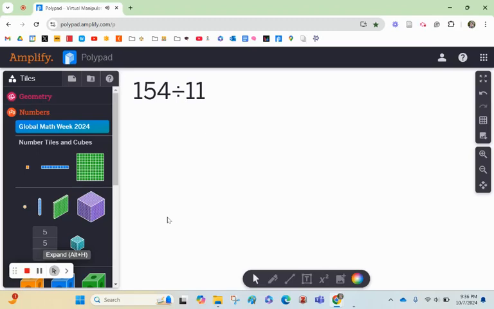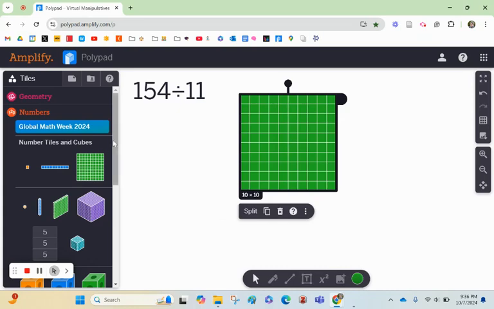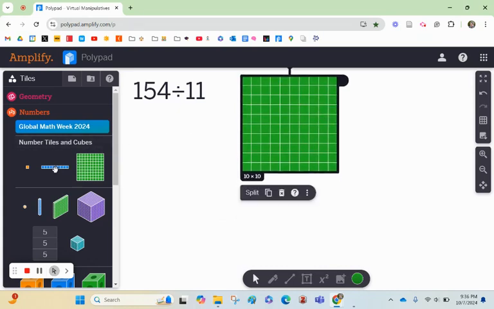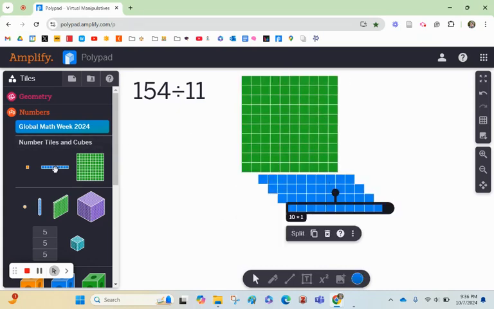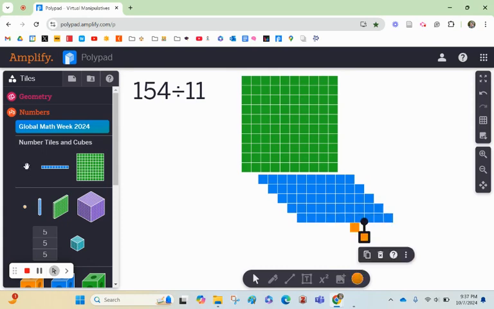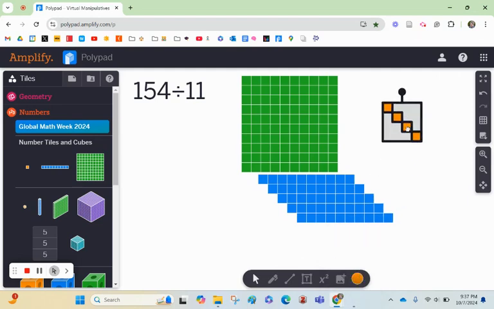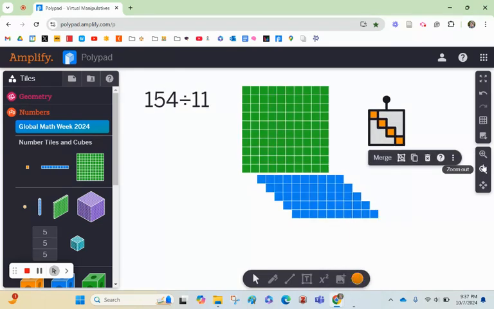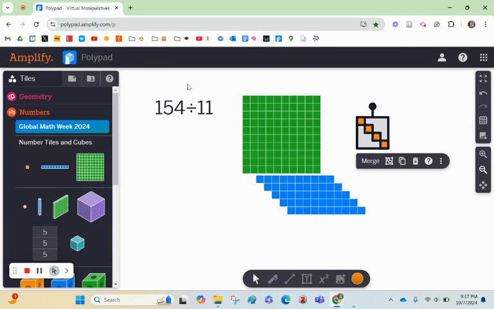I'm going to use the area model for division to solve this problem. So to start, I'm going to build my dividend of 154. I'm just going to move this over here to have space.